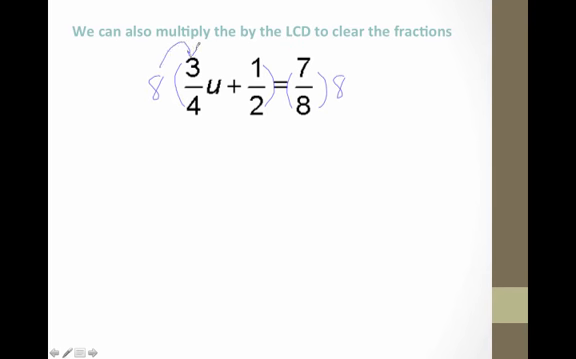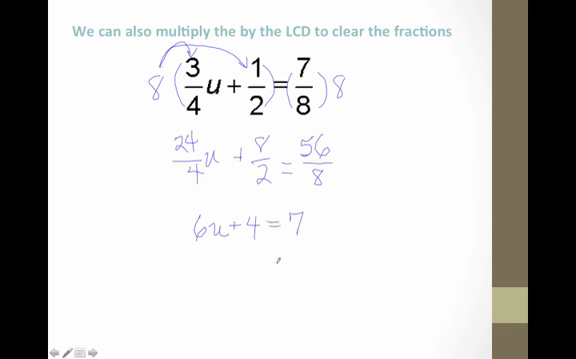So again, remember, I'm going to distribute that 8 to both parts of this. So 8 times 3 is 24 over 4u plus 8 times 1/2, or 8 halves, equals 8 times 7/8, or 56 over 8. And now look what happens. This gets a lot cleaner because now I have 6u when I simplify that, plus 4, 8 divided by 2, equals 56 divided by 8, or 7. Looks a lot prettier, right?